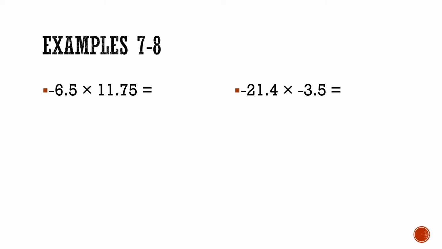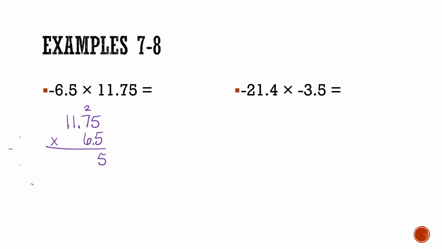Okay, negative 6.5 multiplied by 11.75. So I like to put the one that has the most digits in it on the top. It just looks more even like that to me, but it doesn't matter. You can write it either way when you stack it up. So 11.75 multiplied by 6.5, and remember, we don't have to line those decimals up like we did when we were adding and subtracting. So 5 times 5 is 25, so 5 and carry 2.